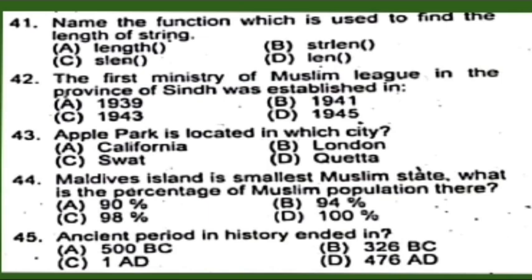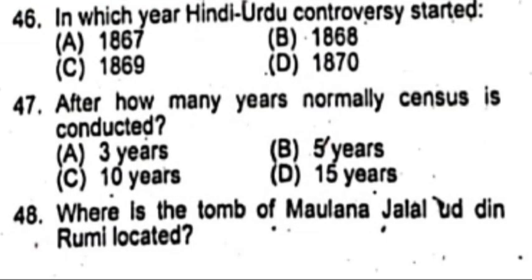What is the percentage of Muslim population there? Option D. 100% Muslim population is in Maldives Island. Ancient period in history ended in option D 476 AD. In which year Hindi Urdu controversy started? Option A 1867 and the city is Banaras.